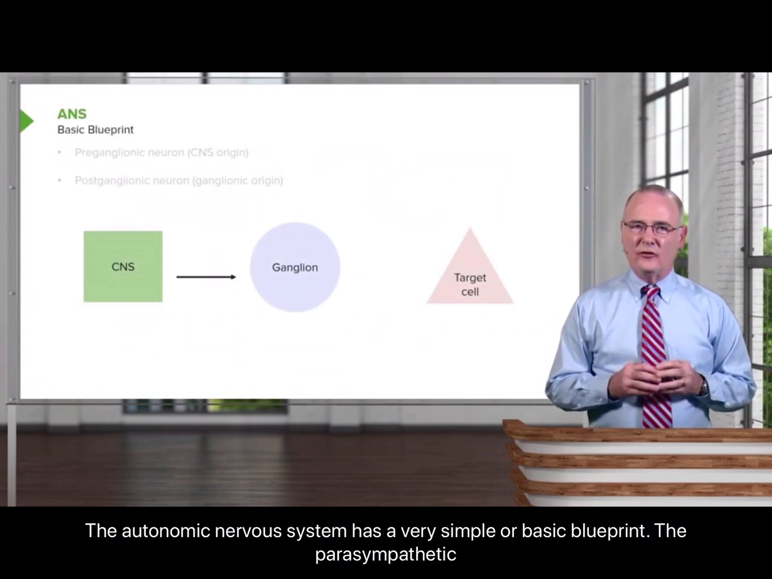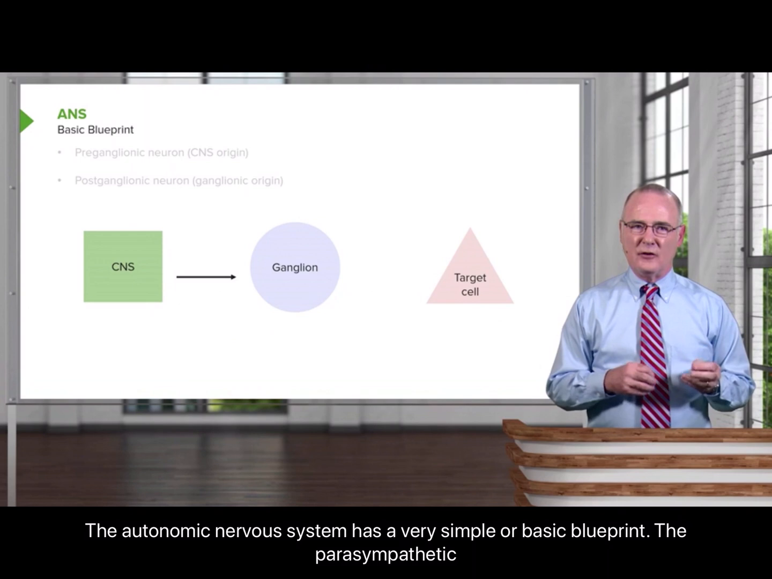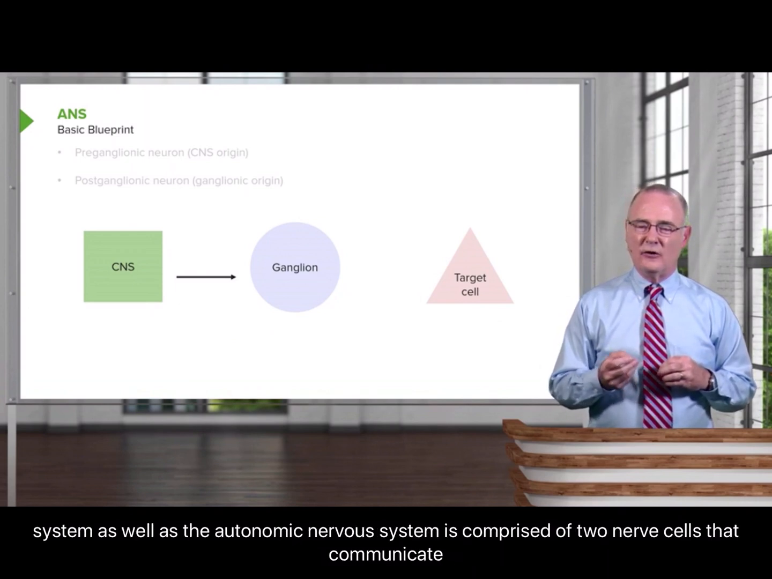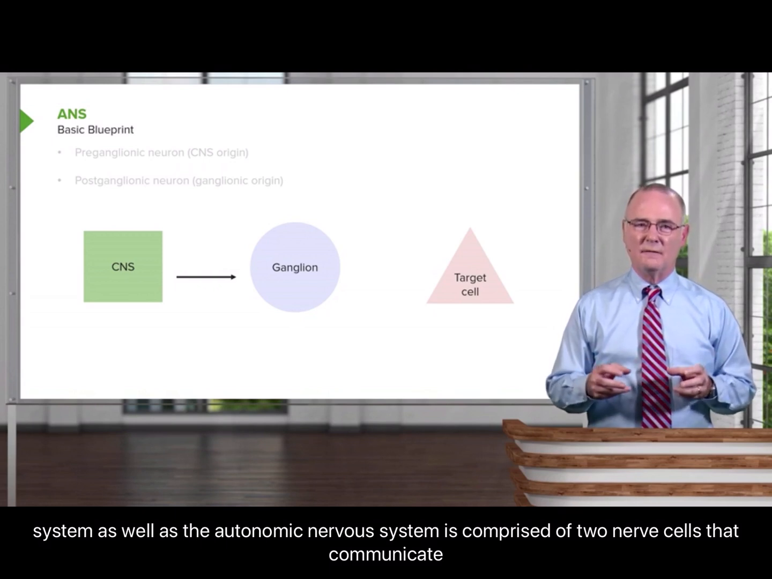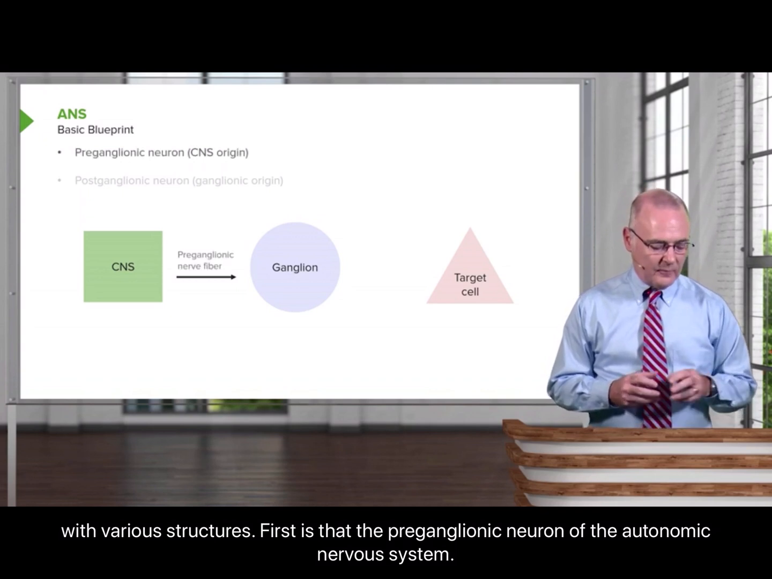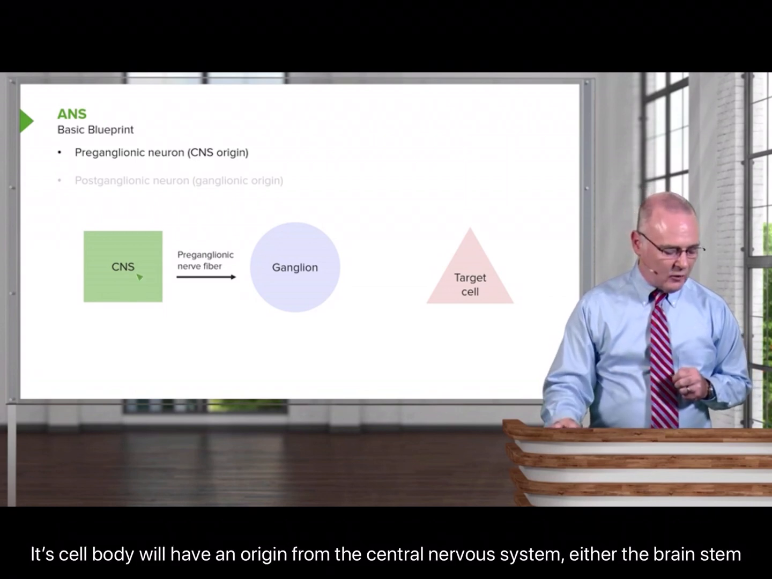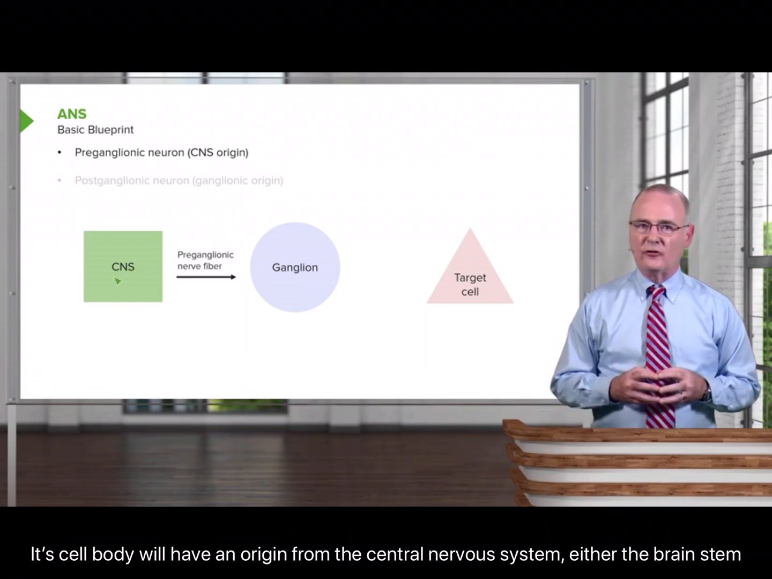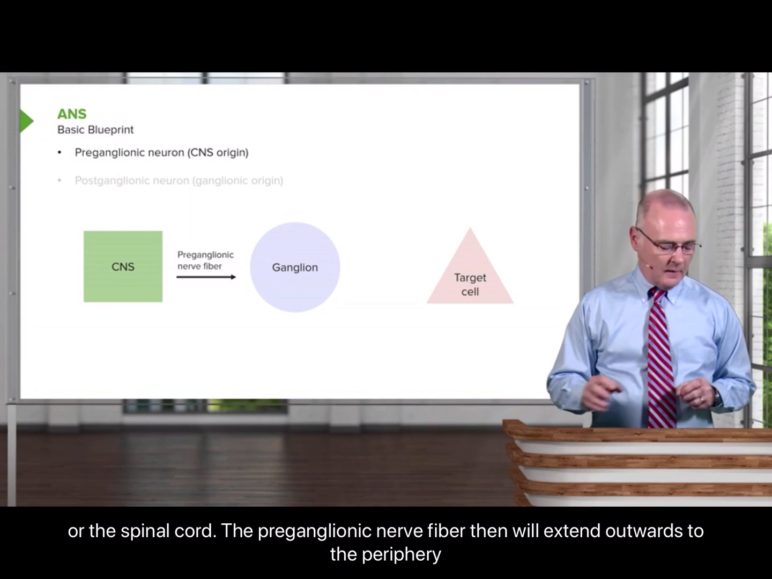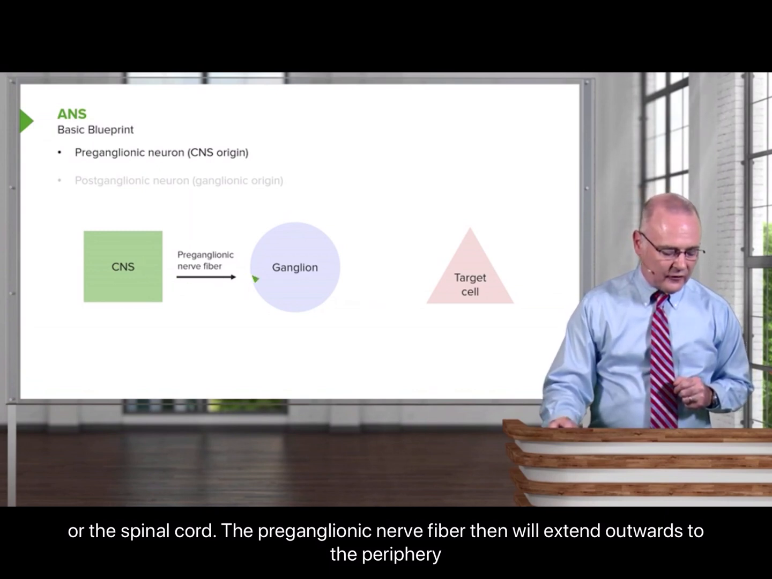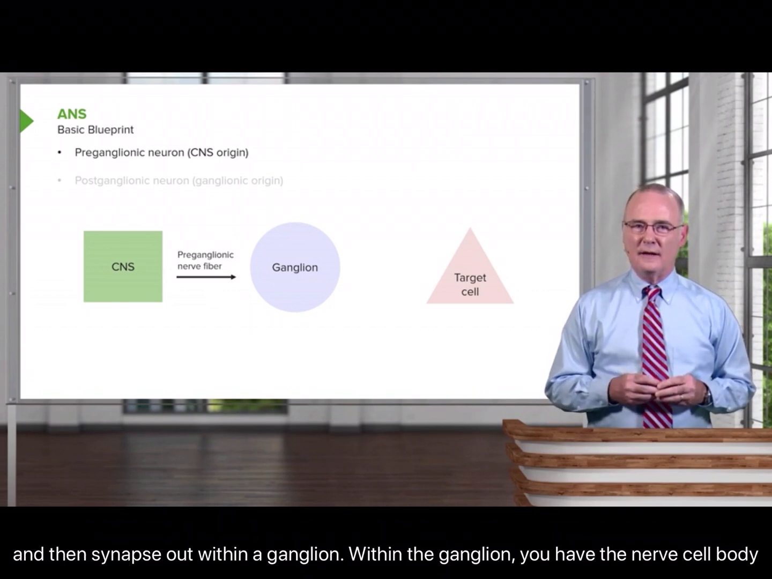The autonomic nervous system has a very simple or basic blueprint. The parasympathetic system, as well as the sympathetic system, is comprised of two nerve cells that communicate with various structures. First is the preganglionic neuron of the autonomic nervous system; its cell body will have an origin from the central nervous system, either the brain stem or the spinal cord.